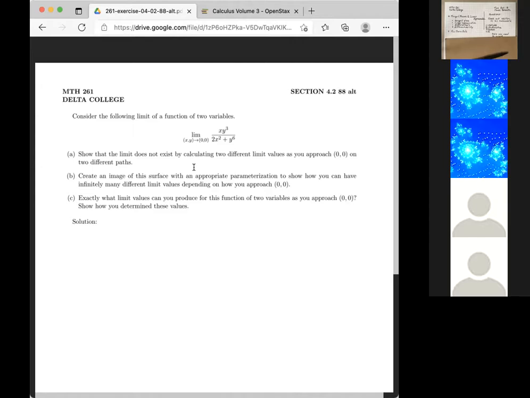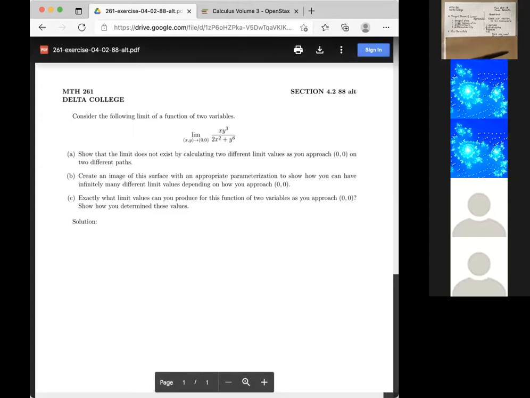If you admit that you can have more than one limit value at the origin, then the next question is, do you have 100? Do you have 1,000? Do you have infinitely many? And if so, where are they? Over the whole real line, just over an interval? So that's more of a calculational question that's related to A, related to the paths that you chose in A. But create an image of the surface with an appropriate parameterization. That's more of an open-ended question like, what kind of image can you make for me? And I will give you a demonstration, but not on this function, but close enough to this function that it may be useful to you.